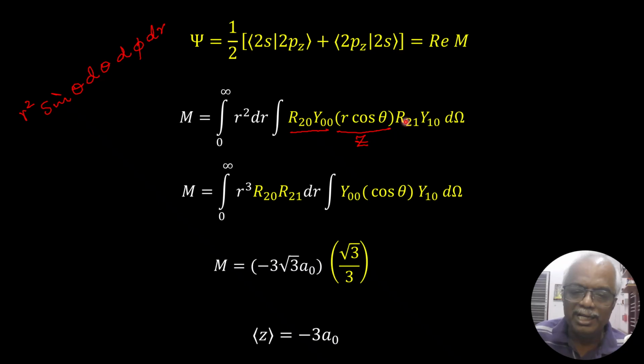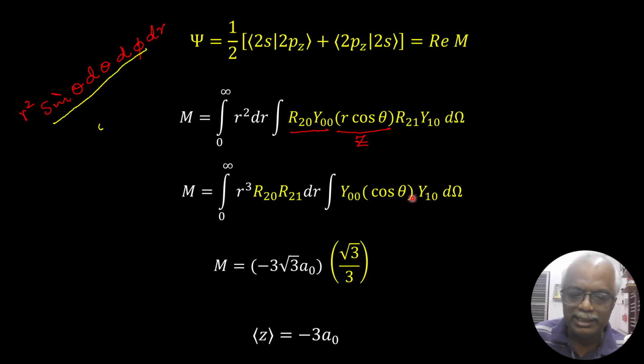This is z. Then R21 Y10 d omega. Now the r part I am taking out, and d omega is separate from r squared dr. So now you have r here, so r squared into r will become r cubed, and you take the radial part, that is R20 R21 dr. So I have completely separated the radial part and the angular part: Y00, cos theta, Y10 d omega.